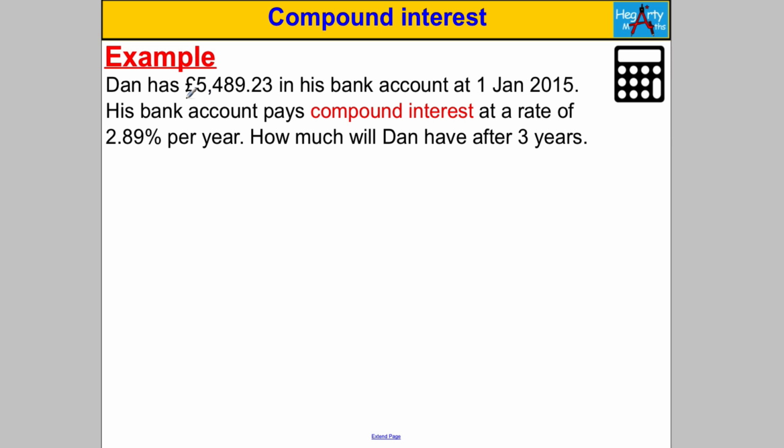Okay, Dan has this amount in a bank account. It's paying him compound interest at that rate, and how much will Dan have after 3 years? If you know how to type it in and use decimal multipliers, it is one line of working. So it's his original amount, 5489.23, multiplied by, now for an interest rate of 2.89%, you'd multiply by the decimal multiplier 1.0289 to the power of 3, because we want 3 years.